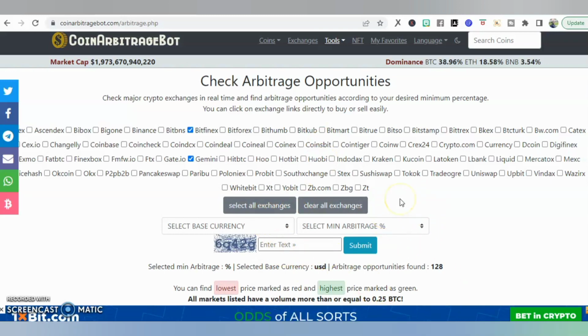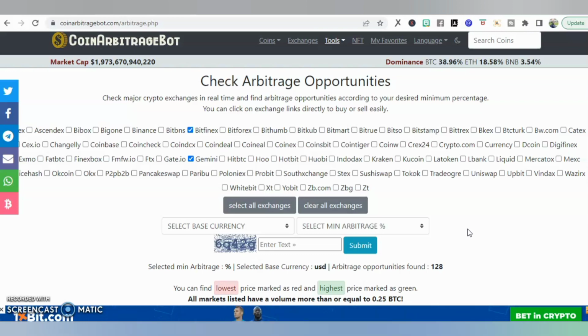Then another thing you need to take into consideration is that when making research on a particular arbitrage opportunity, you need to put into consideration the withdrawal fee. You need to put into consideration the volume. And you need to check some other things as well so that you will not run into loss.